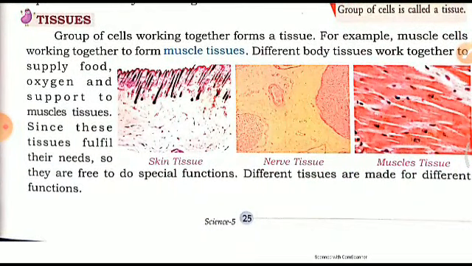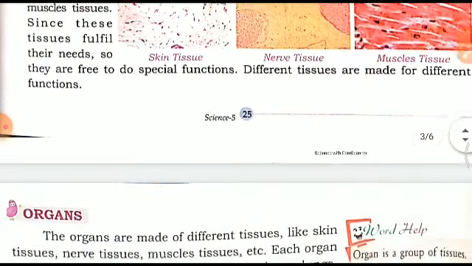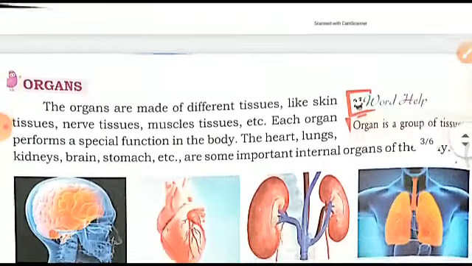Tissues are groups of cells working together. For example, muscle cells working together form a muscle tissue. Different body tissues work together to supply food, oxygen, and support to muscle tissue. Since these tissues fulfill their needs, they are free to do special functions. Different tissues are made for different functions, right?